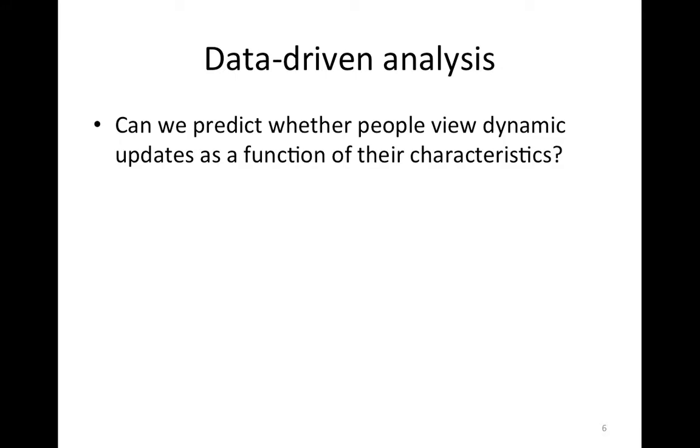We didn't want to do this as a function of task, because we didn't know what task the end user was going to be doing. We didn't know what sort of task they were going to be completing. It could be any task. So we wanted to sort of throw task out completely. And I think this is probably contrary to the standard HCI model of considering performance as a function of task. So we asked, can we predict whether people view dynamic updates as a function of their characteristics?